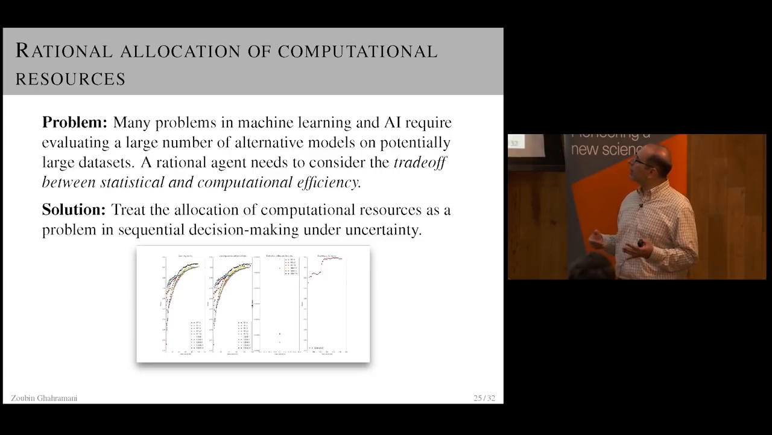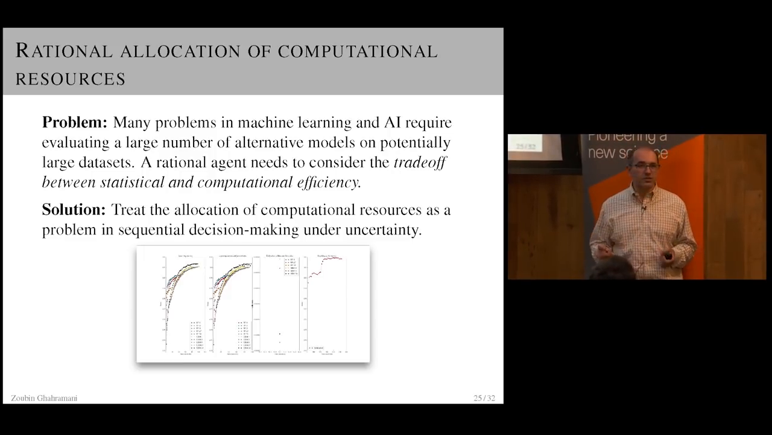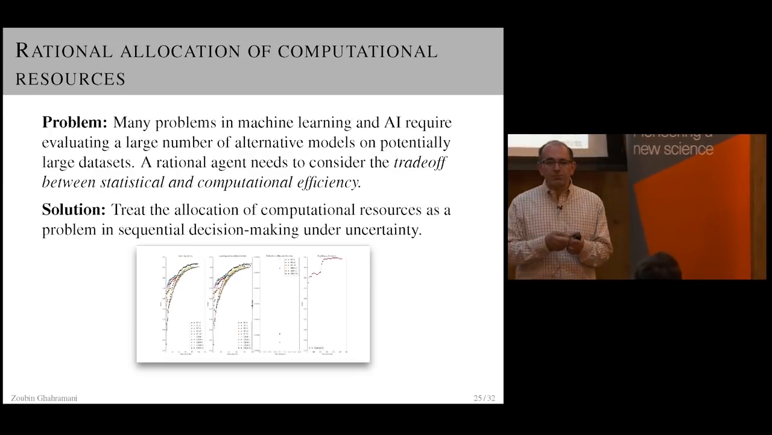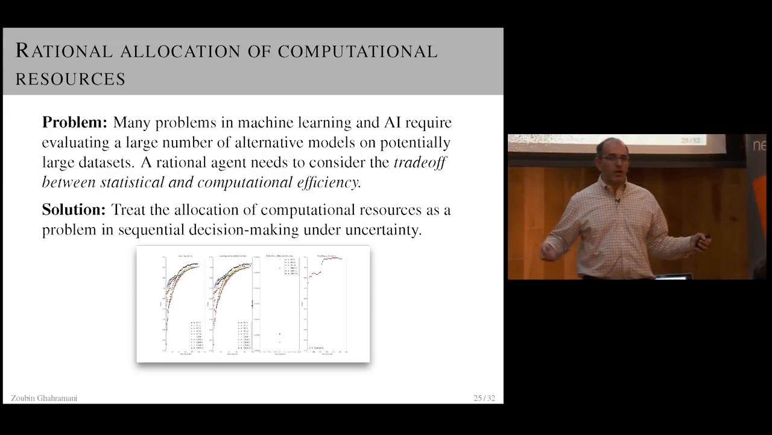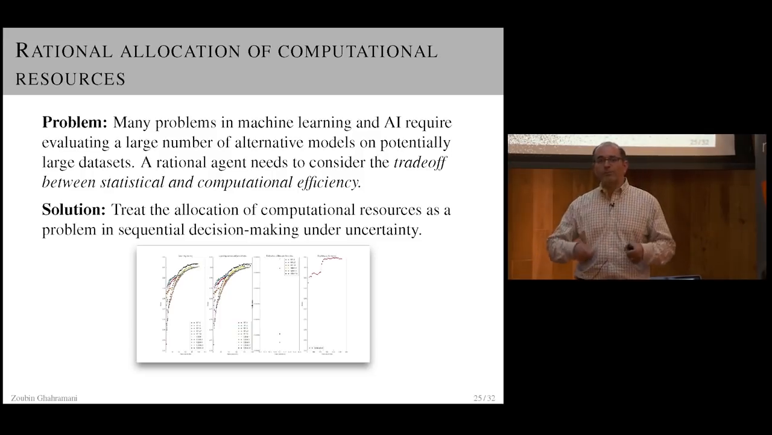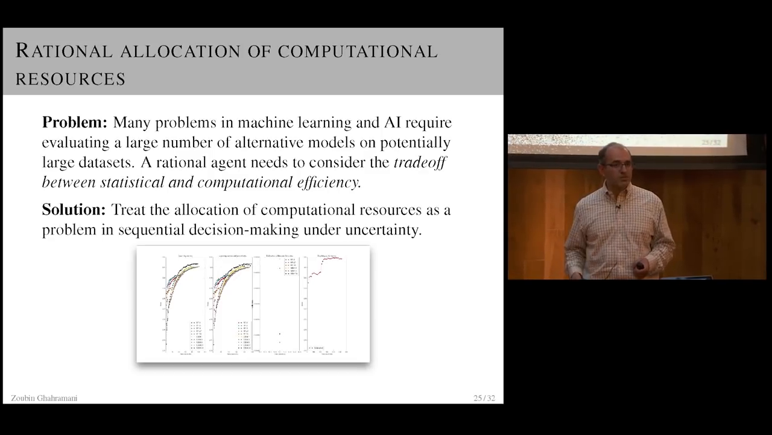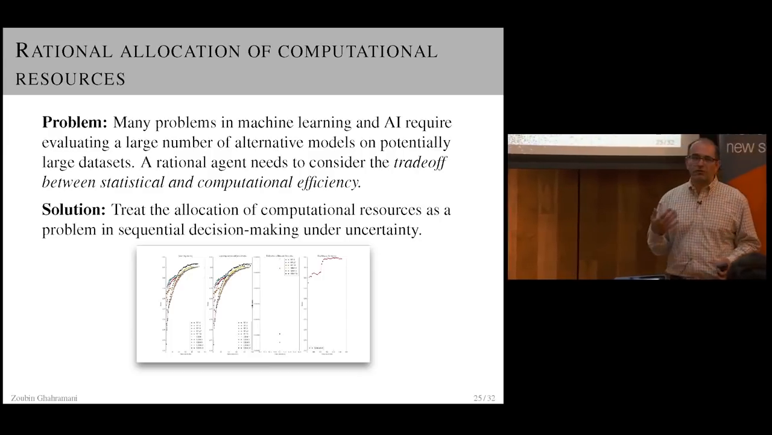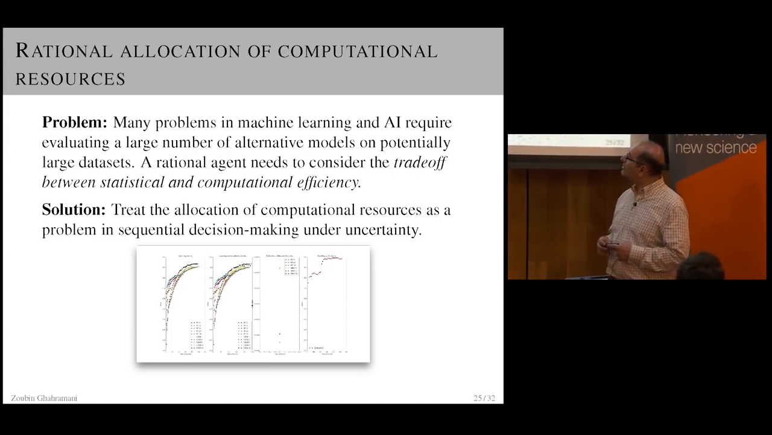We do this by treating the allocation of computational resources as a problem in sequential decision making under uncertainty. A very simple case is if I'm exploring many, many possible models for a potentially large data set, then it makes sense to take a subset of that data, run it a little bit on a few promising models, and then allocate more computational resources to things that look more promising and less to the things that look less promising. Resources here means more data and more compute. So we automate all of that. And the end result is very nice. It's a very useful thing to be doing in the back end.